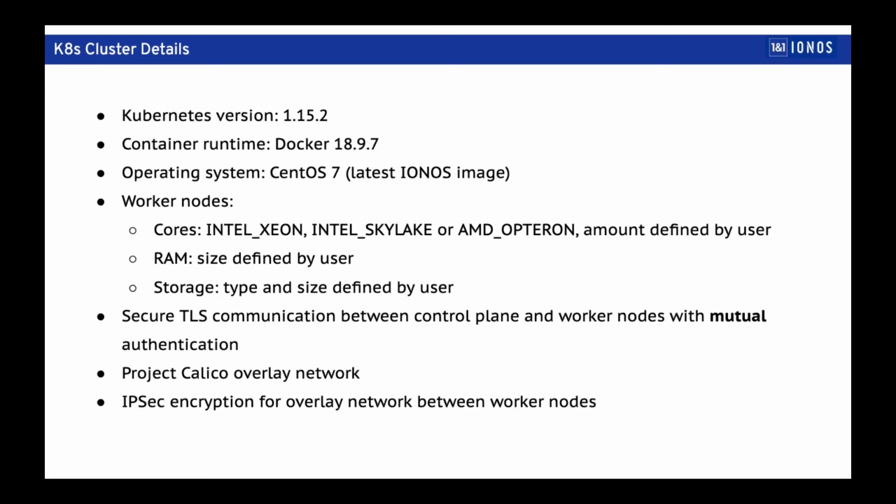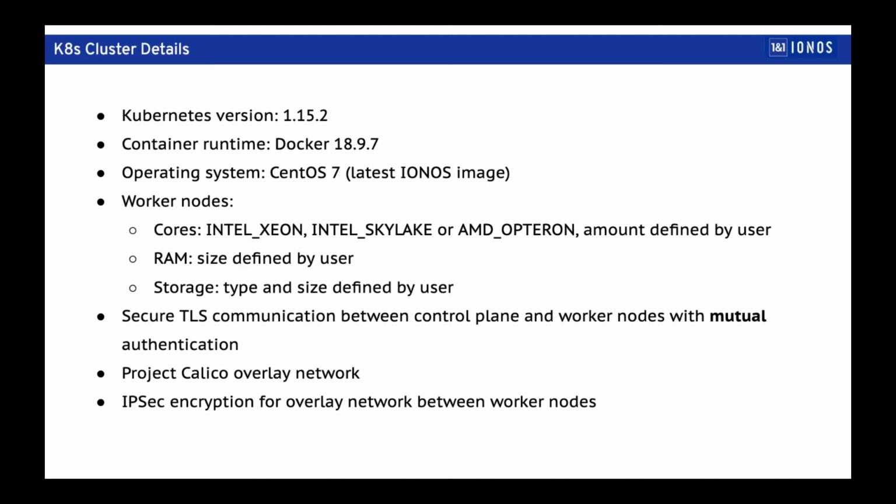The details of the worker nodes, or the configuration of the worker nodes, is of course left up to you, the user, to define. As I said, as it is based on the normal enterprise cloud resources, you have the choice for the CPU architecture to choose between the Intel Skylake, the Intel Xeon, or the AMD processors. The amount of that is something you provide in the API call. Also, the RAM is defined by you via the API call, and the storage type, so SSD or HDD, as well as the size, is also defined by you.